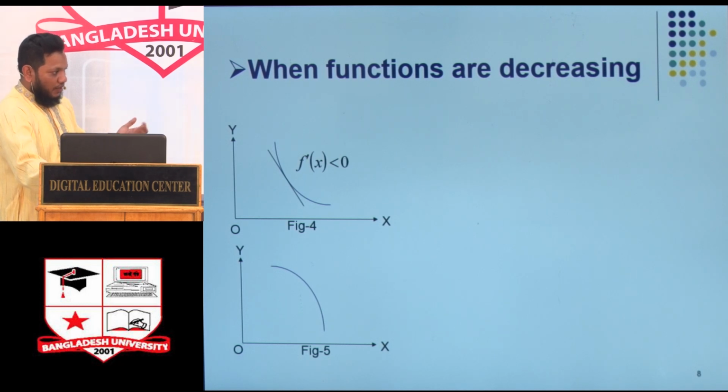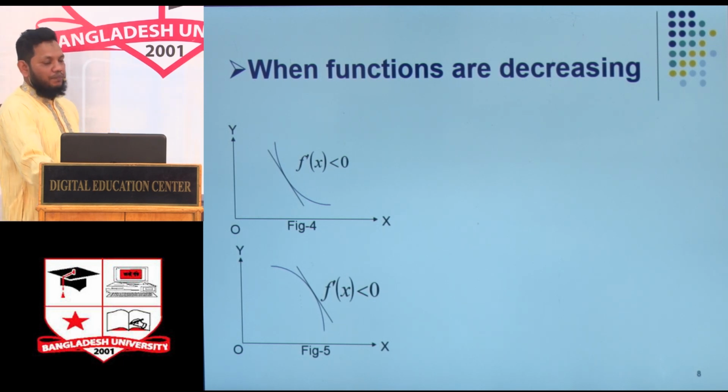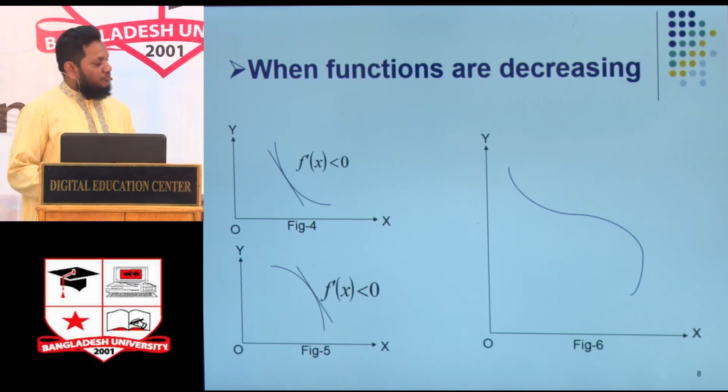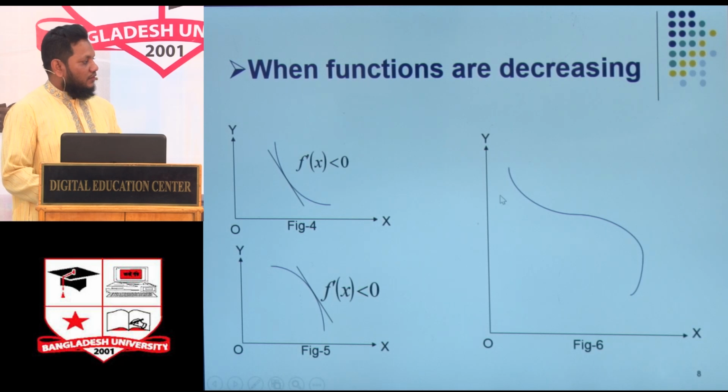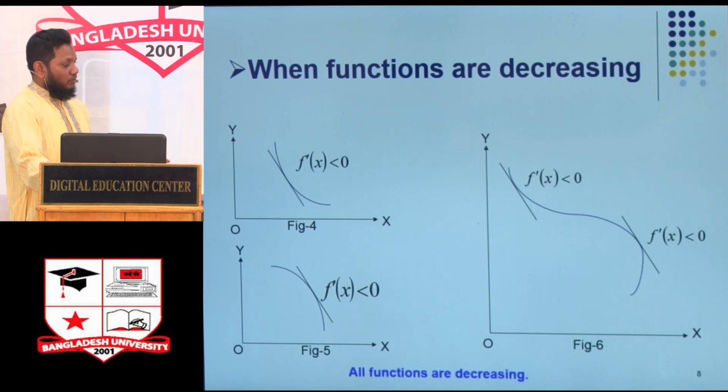and also the upper one, figure 4, is concave up, and figure 5 is concave down. So if we take a concave down graph and draw any tangent at any point, the slope of the tangent is always negative. So we can say this function is decreasing also. And if we take a combination of concave up and concave down, and take any point, the slope of the tangent is always negative. So figure 6 is also a decreasing function. So from these figures, 4, 5, and 6 are decreasing functions.